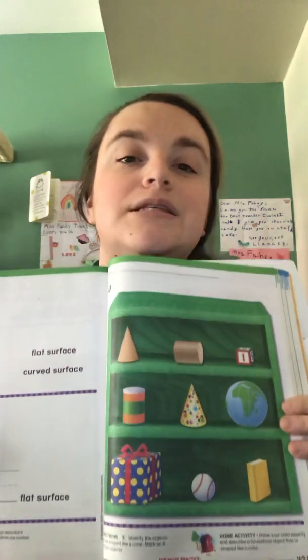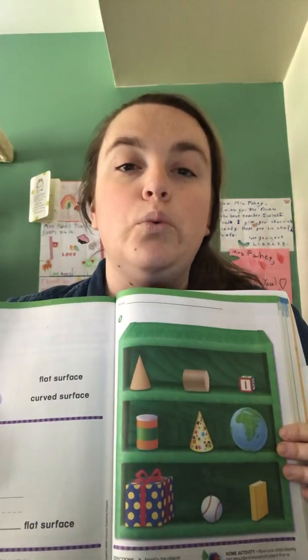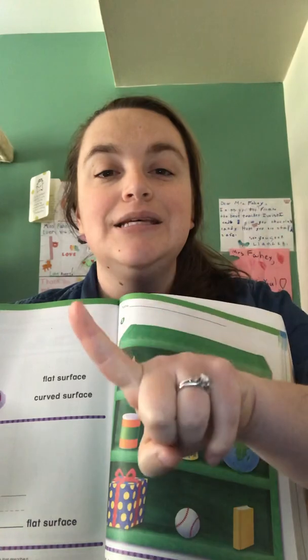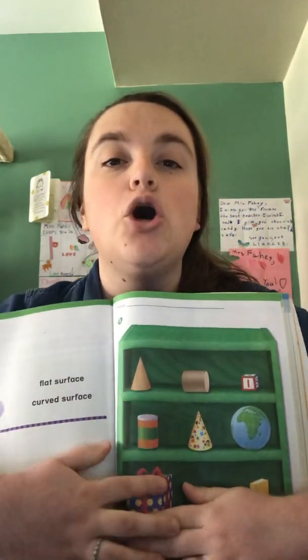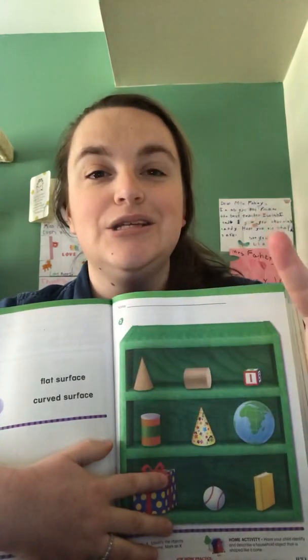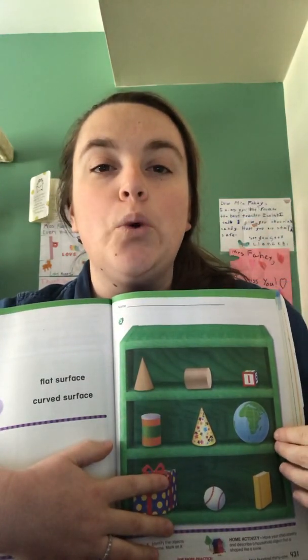Turn to page 431. Let's find the cones. Put an X over the shapes that are cones. Draw an X when you see a cone.